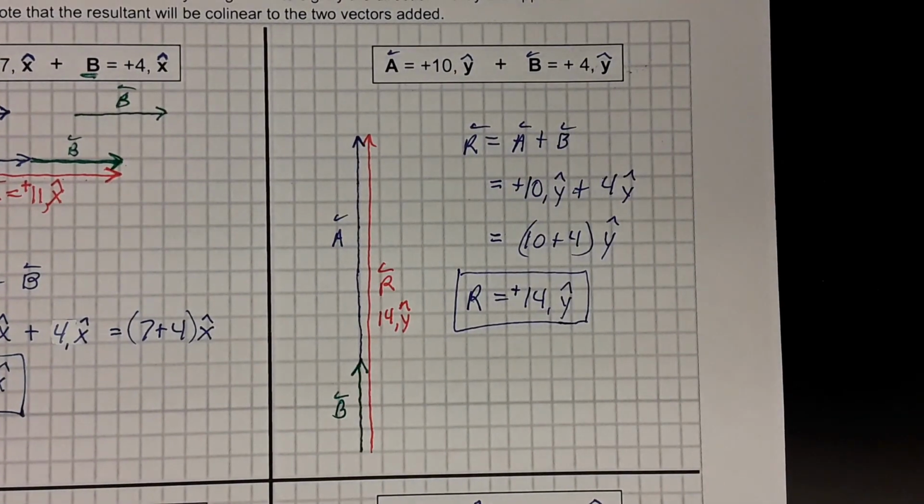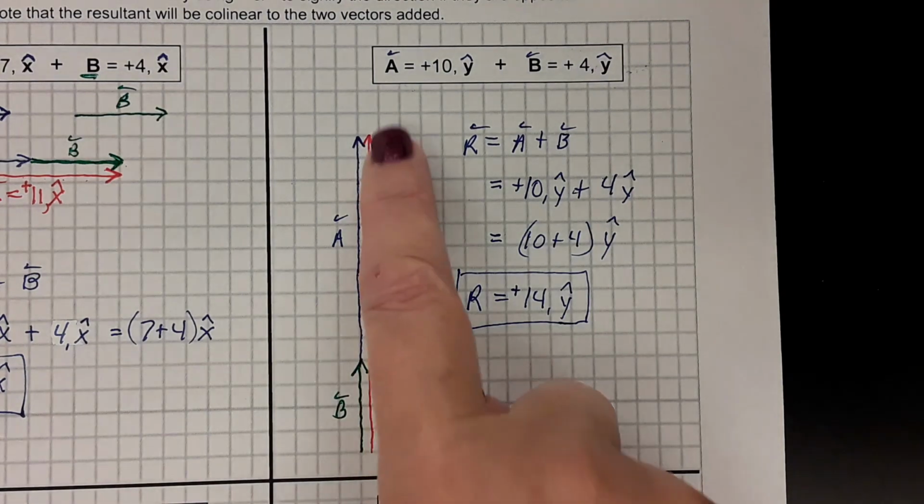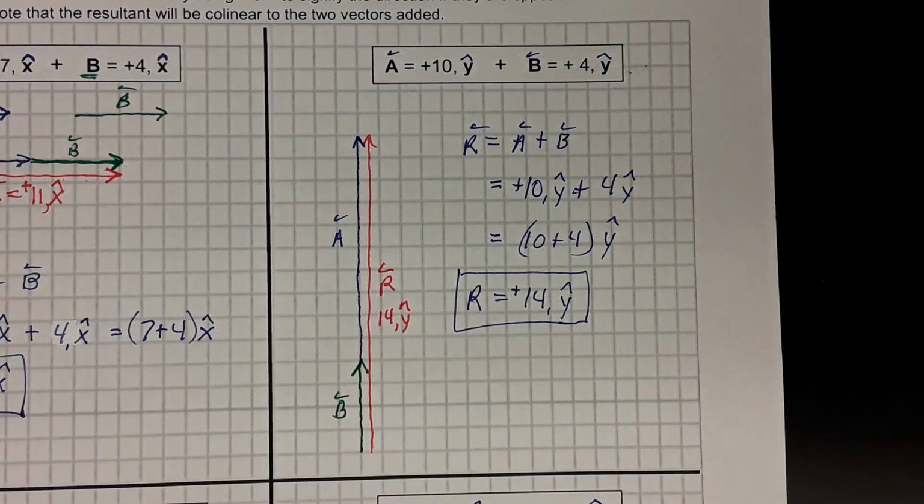Bam! Look at that. Did you get it? I hope so, because these are fairly simple compared to some that we will be doing. So that's not so bad, is it? Tip to tail, and then the resultant is tail to tail, tip to tip between the free ends that we didn't glue together. And we count the squares, we get 14 in the positive y direction.